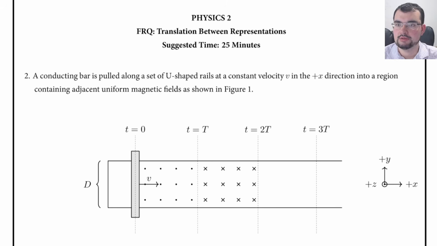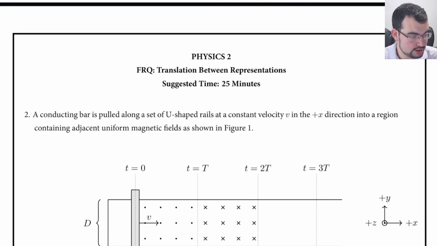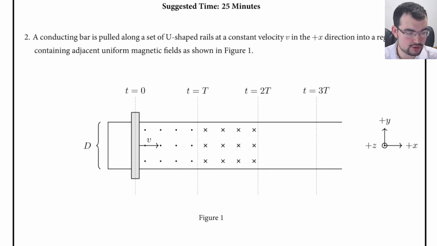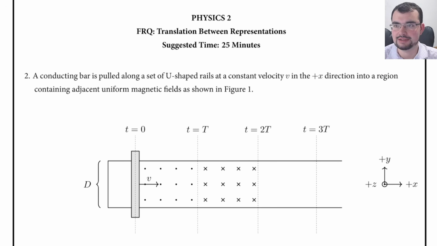All right, now we're on to our TBR. So the translation between representations, this is our 12-point question. This is the one that tests the most skills. I don't think it's the most difficult. I think usually the mathematical routines is the most difficult. But the translation between representations, as the name implies, we just test all these different skills. So we look at a scenario from a bunch of different perspectives.